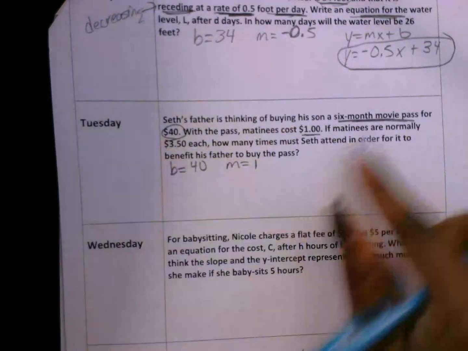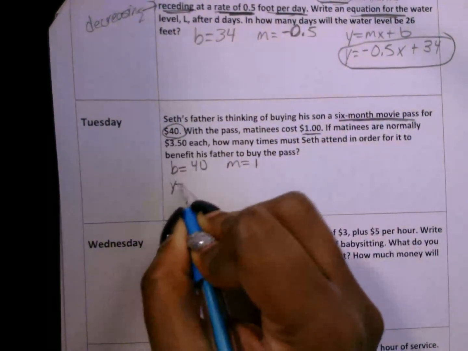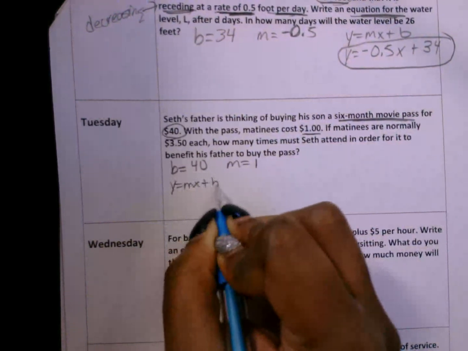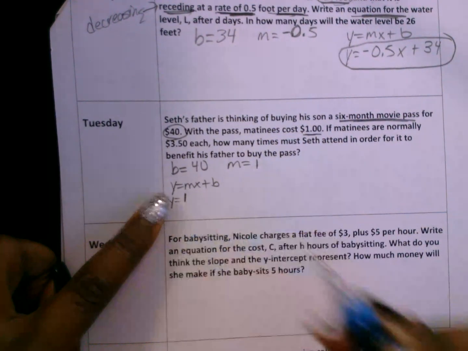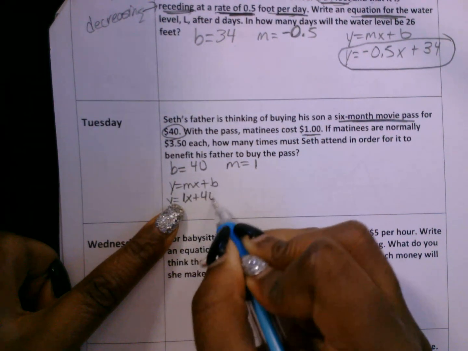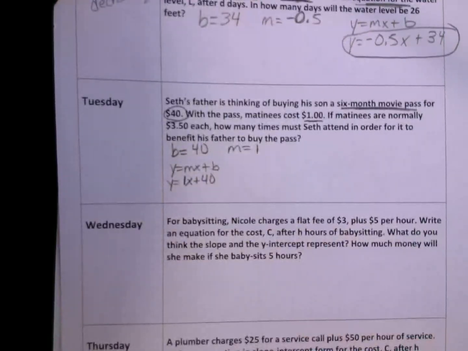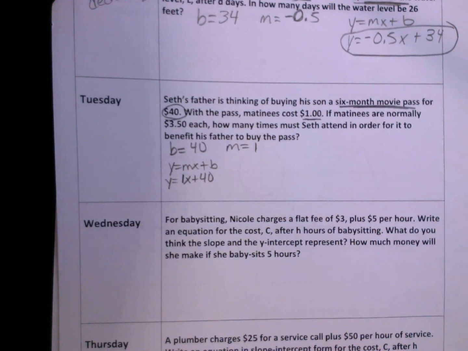So the equation here for this first sentence, we write in slope-intercept form. It's going to be $1 every time you go to the movie, plus he already paid that $40. Okay, so that means he's going to go to the movies as much as possible to get his $40 worth. If he's smart, that's what he would do.